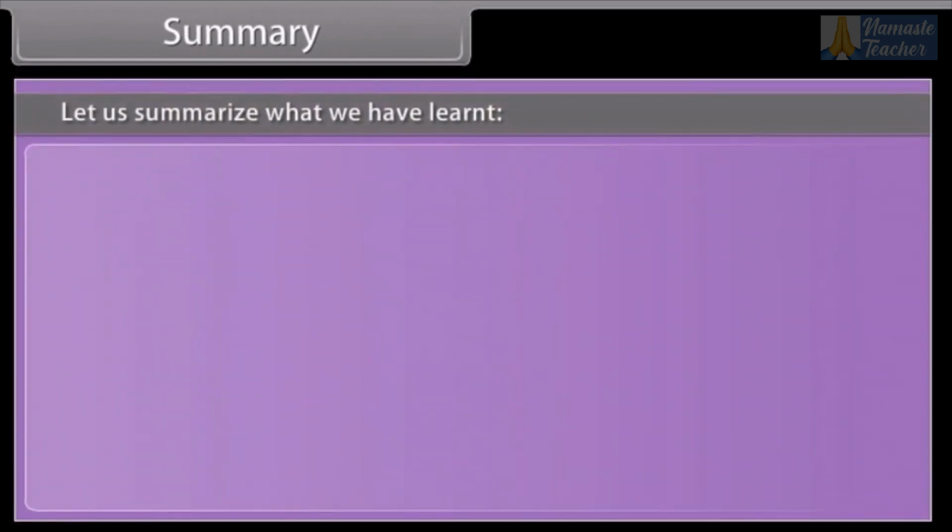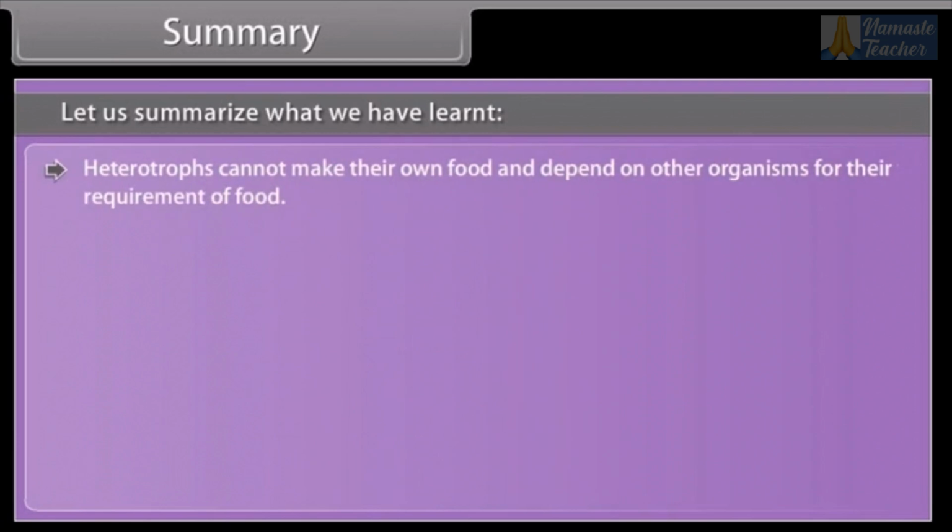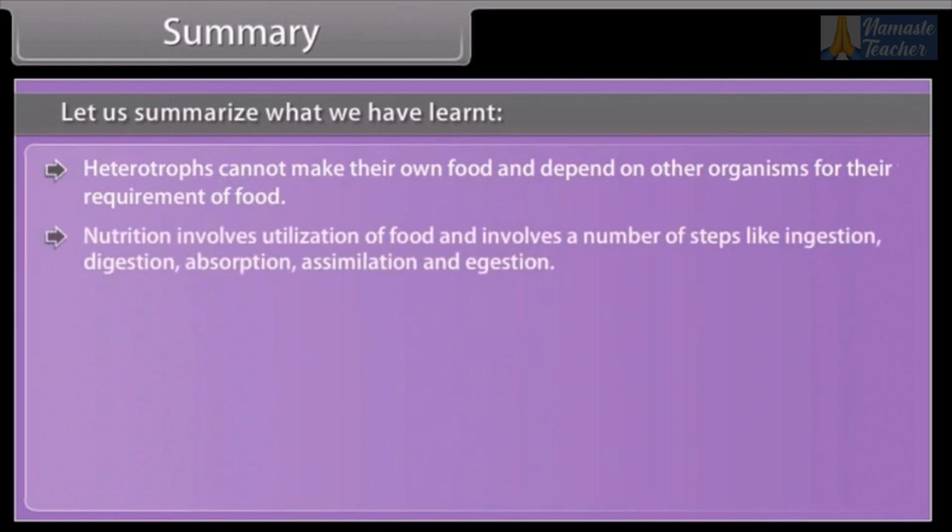Summary. Let us summarize what we have learned. Heterotrophs cannot make their own food and depend on other organisms for their requirement of food. Nutrition involves utilization of food and involves a number of steps like ingestion, digestion, absorption, assimilation, and egestion. Amoeba is omnivorous and holozoic.